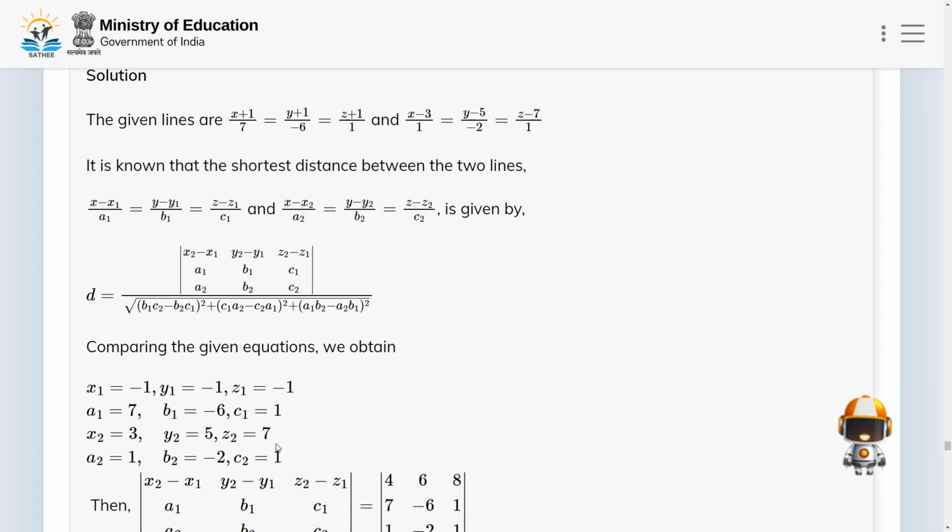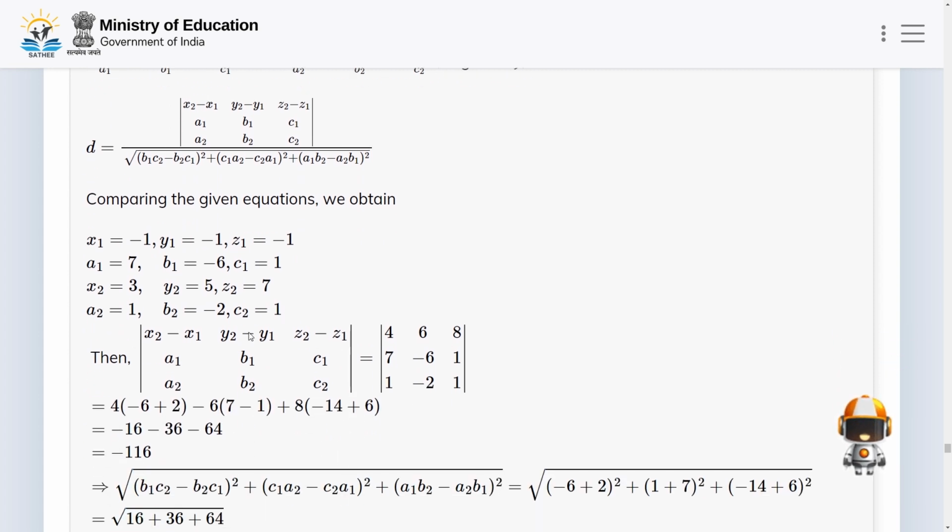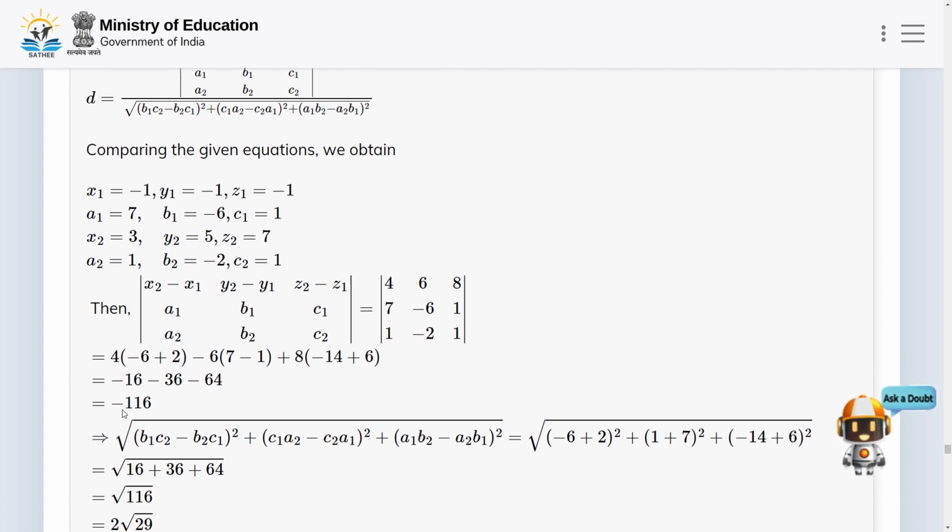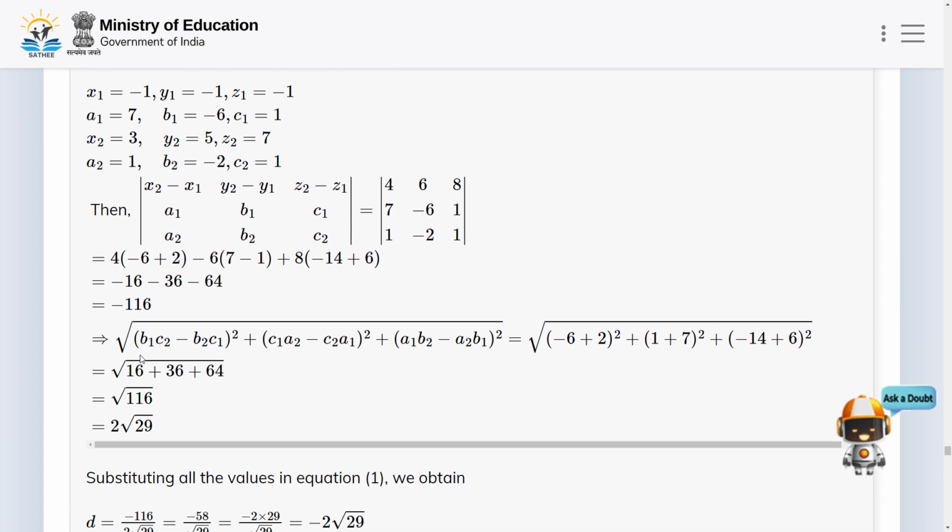will be 5, z2 will be 7, a2 will be 1, b2 will be minus 2, c2 will be 1. This means this determinant will be 4, 6, 8, 7 minus 6, 1, 1 minus 2, 1. After evaluating this determinant, you will have minus 1, 1, 6. Now for this root expression, you will have your value as root 116, which means 2 multiply root 29.